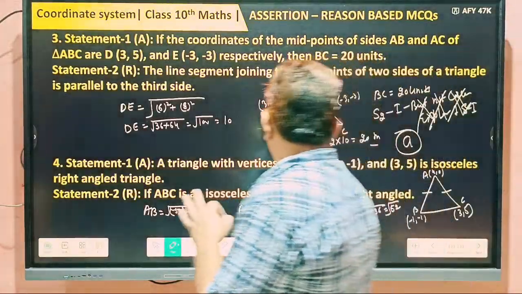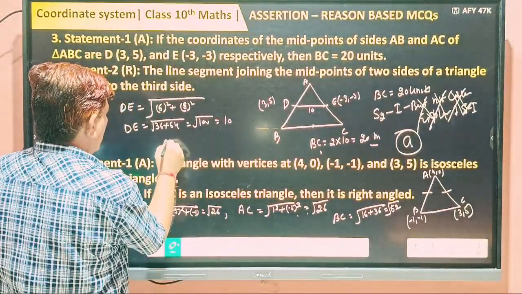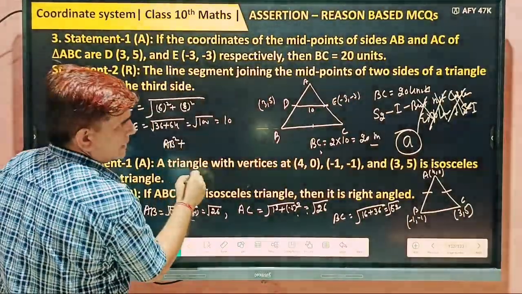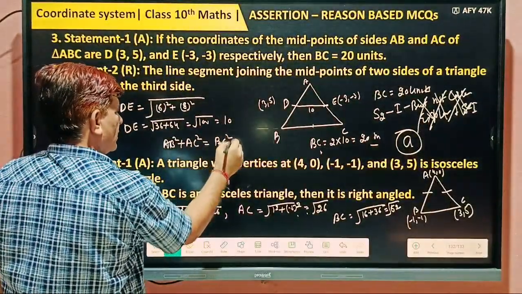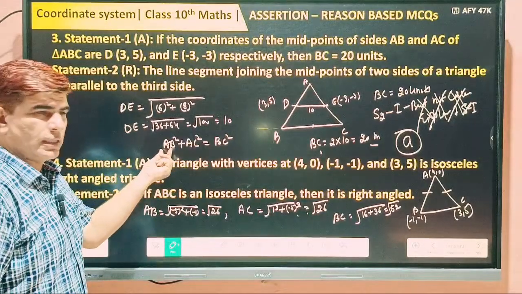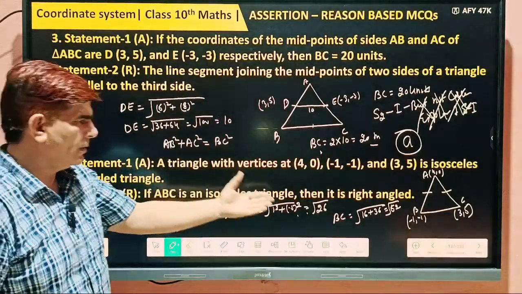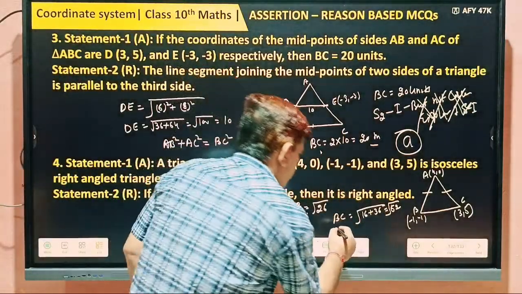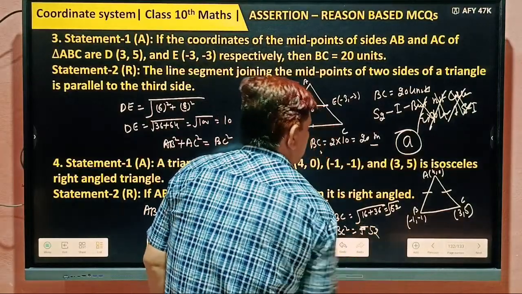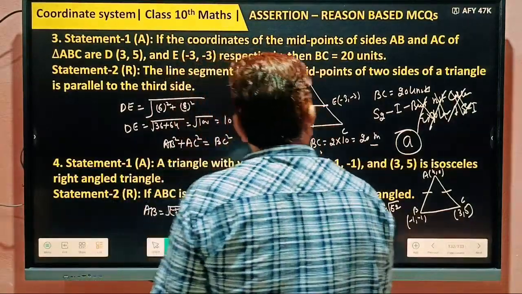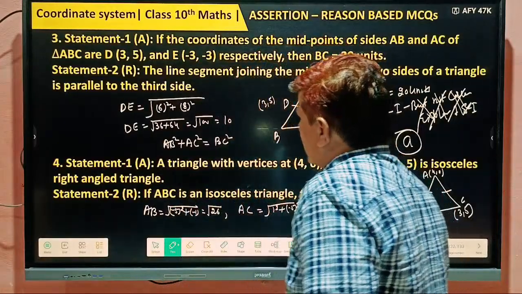So look one time here, AB square plus AC square is equal to BC square. Under root 26 squared is 26, so 26 plus 26 is equal to BC square. BC square is how much? Sorry, 52. So definitely this is a right angle triangle.